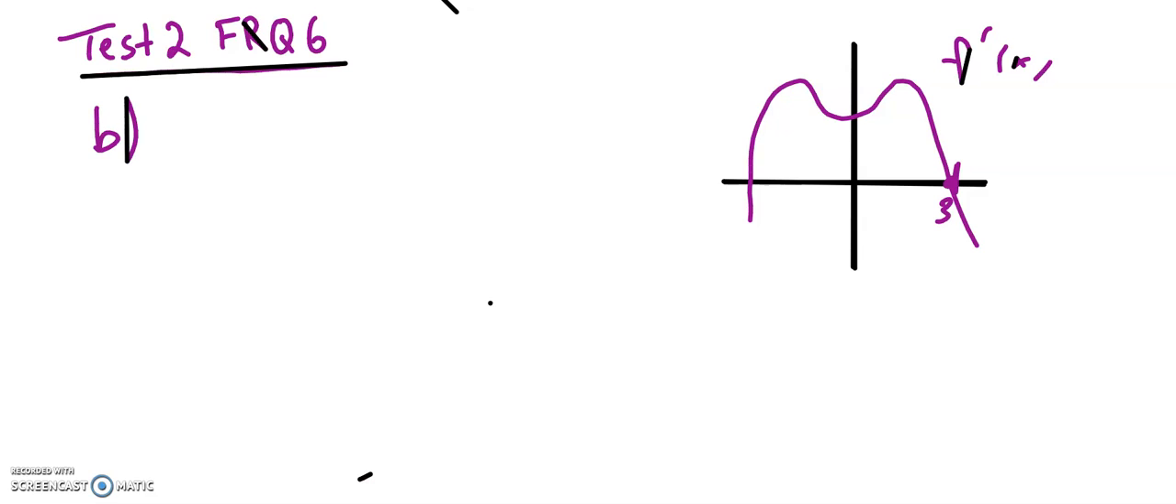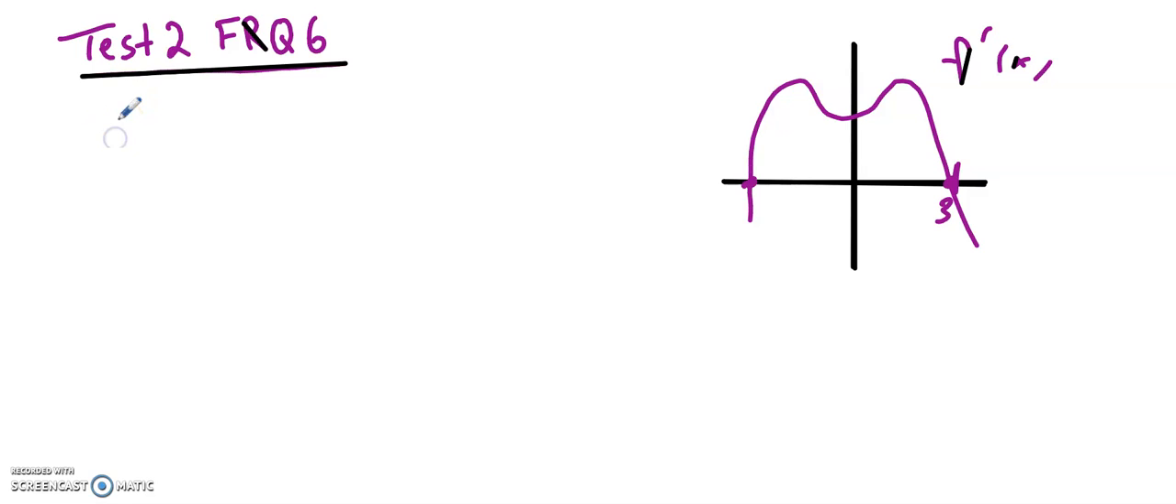Part B is just like part A. It wants to know where it's a minimum, so the minimum would occur right there, which is about x equals -3, and it'll be the same reason as before, but this time f prime will change from negative to positive.